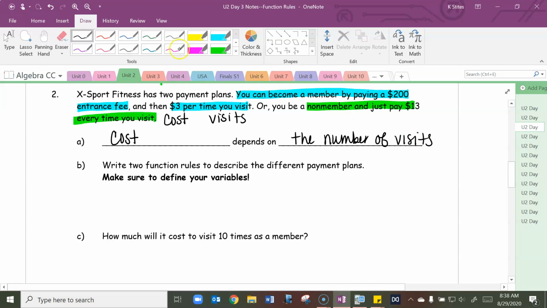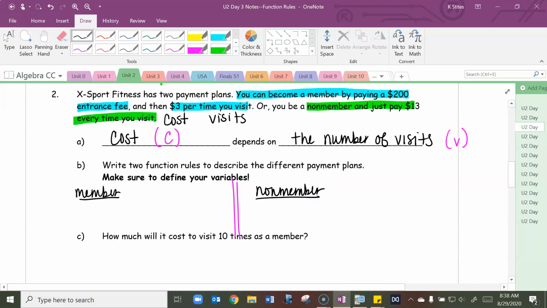And let's identify our variables as well. Cost, let's stick with C. And number of visits, how about a V? All right, so we're going to write two function rules. I'm just going to draw a line here. Function rule number 1 is for when we are a member of the health club, and function rule number 2 is for when we are a non-member.